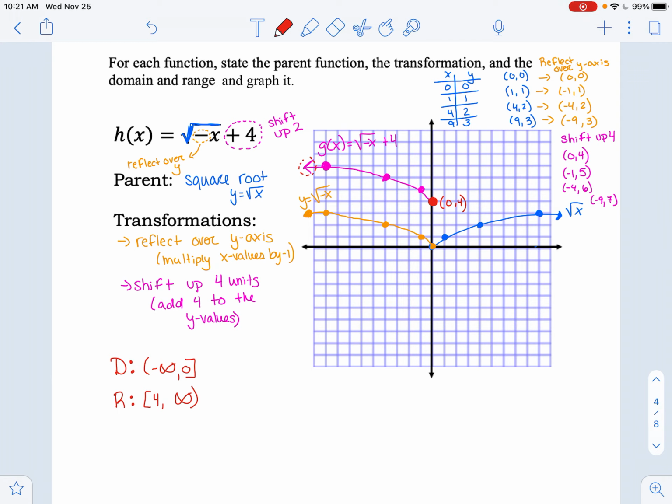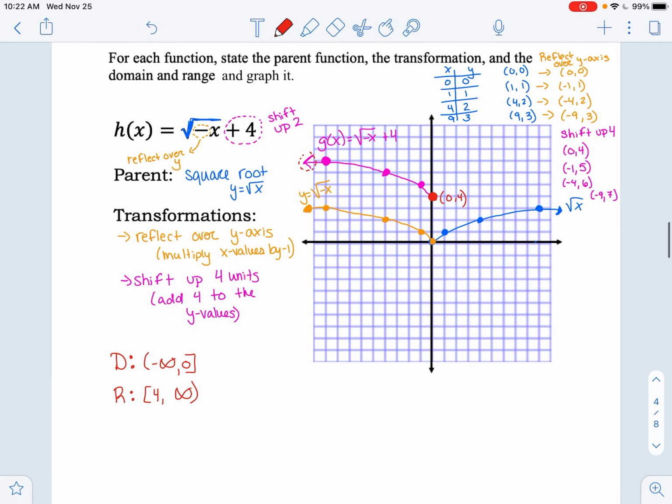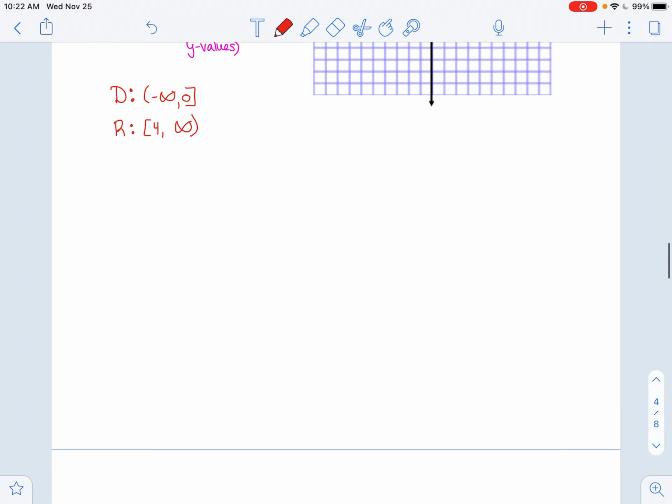Notice how I didn't need Desmos there. I was able to just do everything on my own graph. And separate the transformations if you need to. Do one at a time. It's okay. Let's do another one.